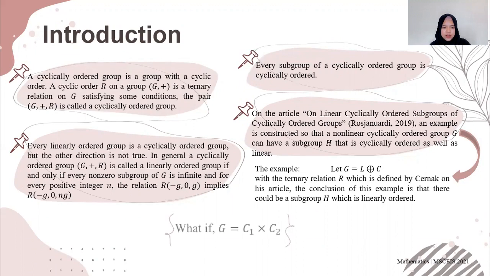From this example, a question appears: what if G is the external direct product of two cyclically ordered groups which are both not linear, namely C1 and C2, or G equals C1 direct product C2? Is there any subgroup H of G which is also linearly ordered? Furthermore, we discuss some conditions and an example that lead to the answer to this question.